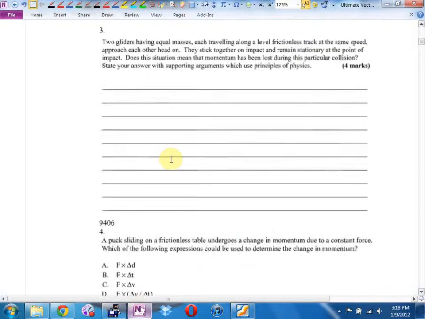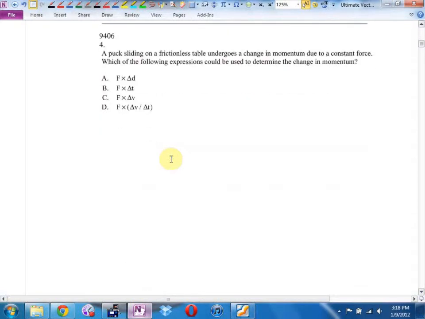Number four, talking about change in momentum. What's another word that can be used interchangeably with change in momentum? Yeah, impulse. If I say what's the impulse, what I'm really saying is change in momentum. And what's change in anything? Final minus initial, okay?